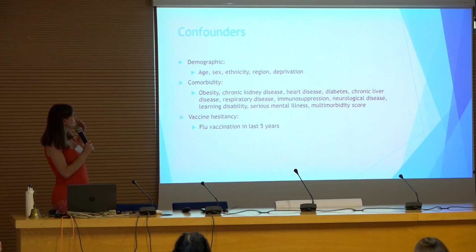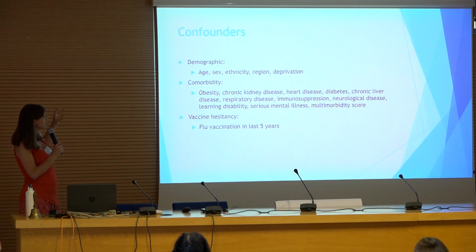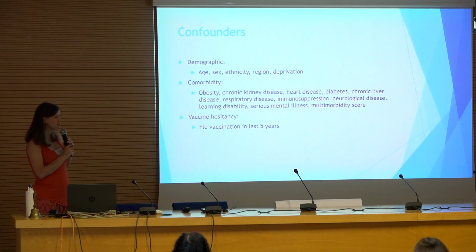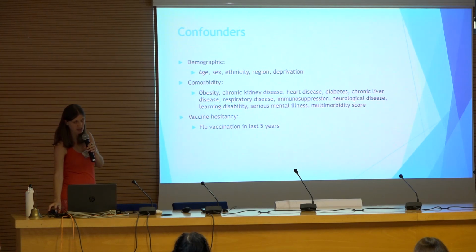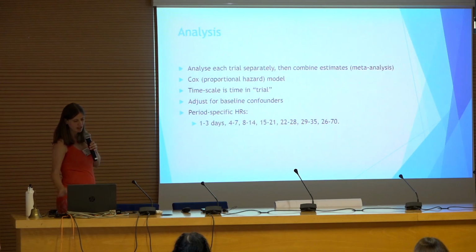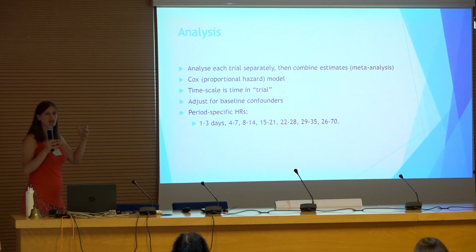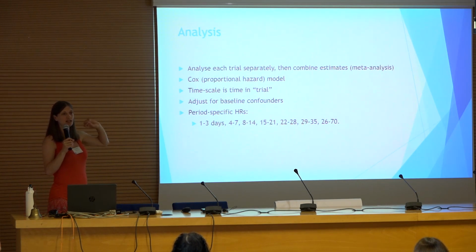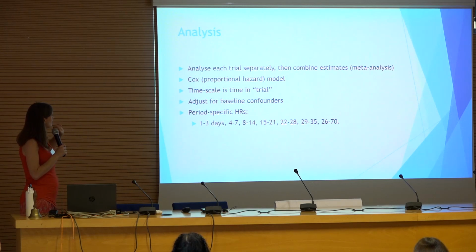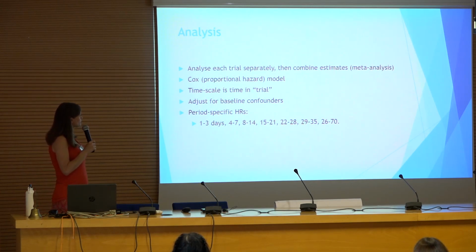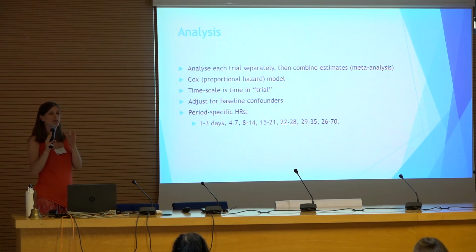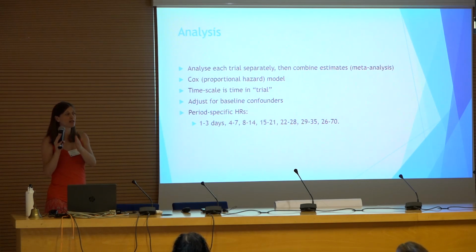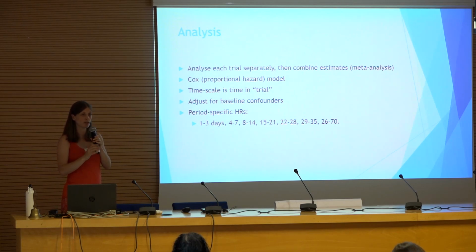So we accounted for a number of demographic confounders, a whole bunch of comorbidities, and flu vaccination as a measure of vaccine hesitancy. So we're going to analyse each of these trials separately, and then at the end we're going to meta-analyse the results, so take an average. And you're going to have a lecture about that on Thursday, I believe. We're going to fit a Cox proportional hazards model, which we'll learn about on Friday. We're going to adjust for all our baseline confounders, and we're going to look at the effect of vaccination over time, and allow it to change over time since when you got vaccinated.